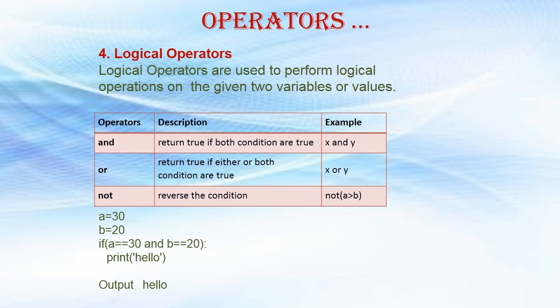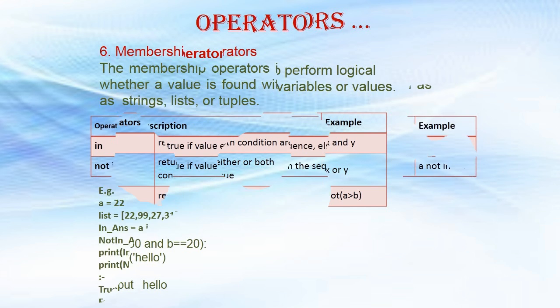Now it will check whether the conditions are true or not. The value of A is 30, so 30 equals 30 and 20 equals 20, so the condition is true. Both the conditions are true, so it will go inside. If either of the conditions is false, then it will not go inside. So print hello, and the output is hello.